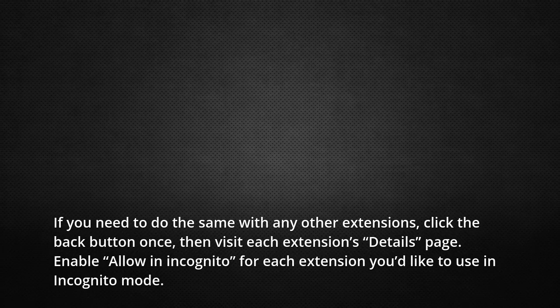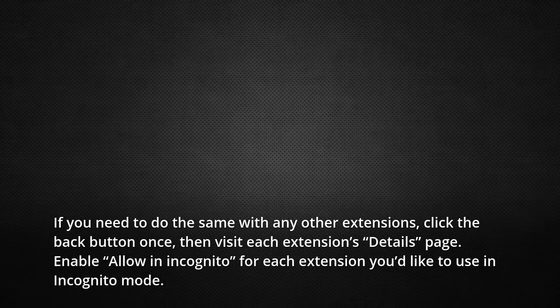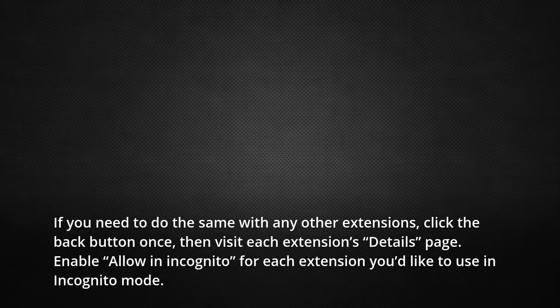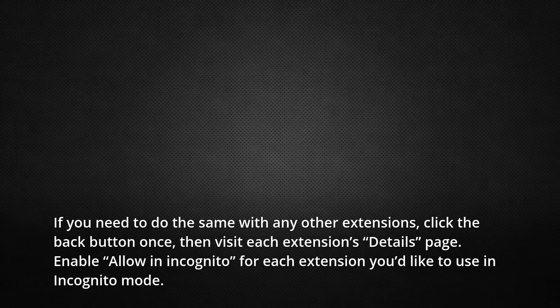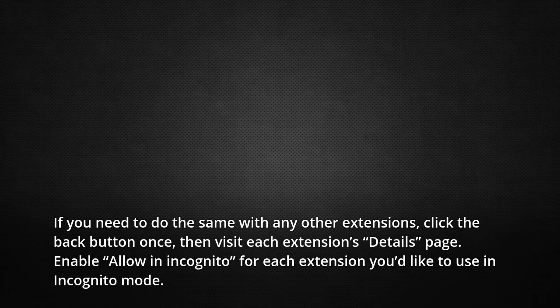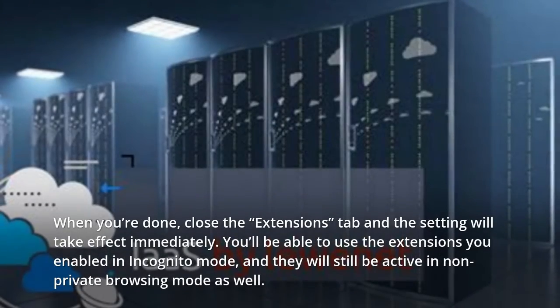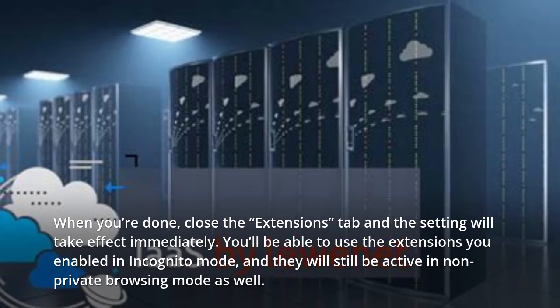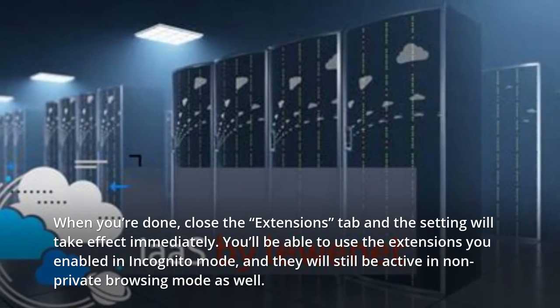If you need to do the same with any other extensions, click the Back button once, then visit each extension's Details page. Enable Allow in Incognito for each extension you'd like to use in incognito mode. When you're done, close the Extensions tab and the setting will take effect immediately.